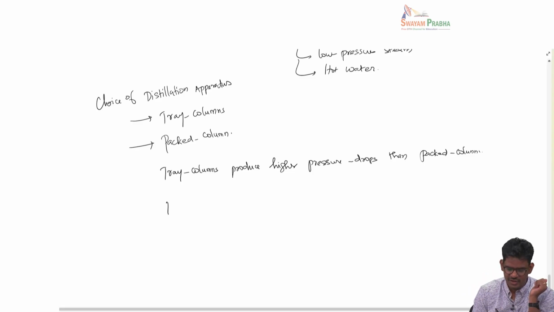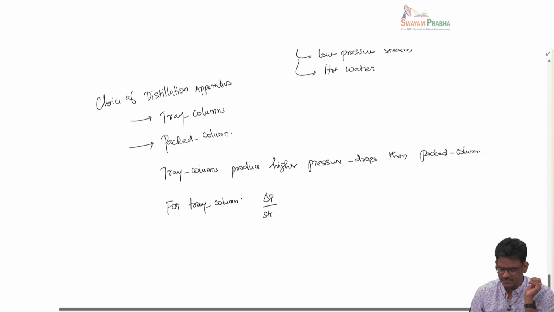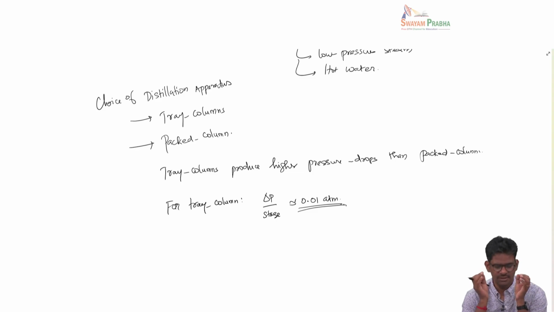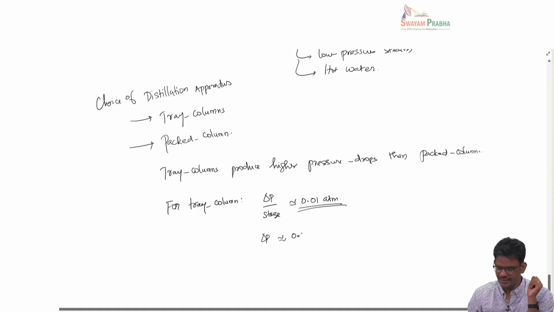For example, for a tray column, a general rule of thumb is that the delta P per stage is roughly about 0.01 atmosphere. This is based on looking at the design of various columns and various operations. If you look at typically per stage, what's the pressure drop? This is roughly about 0.01 atmosphere. So let's say you have a tray column that consists of 10 stages or 10 trays. Then you will see that the total delta P would be about 0.1 atmosphere, because it's 10 times 0.01.